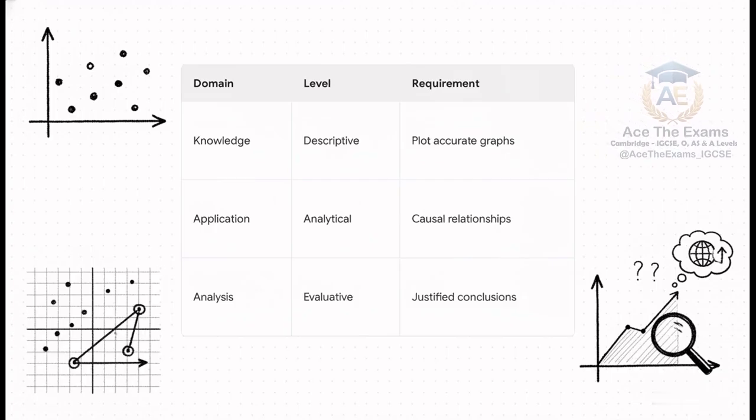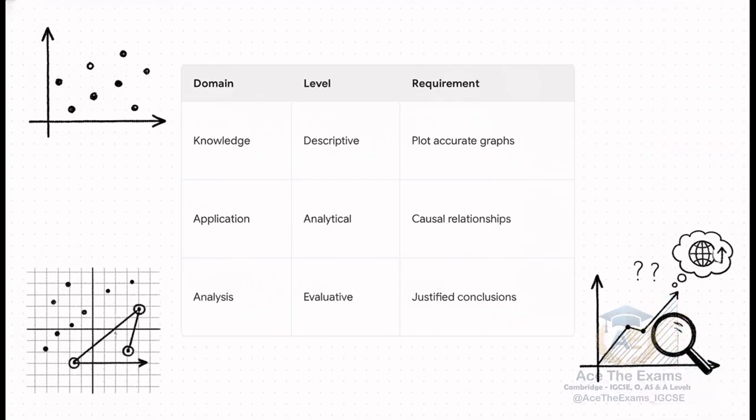Moving up to the analytical level, this is where you start establishing causal relationships. You've drawn your perfect line of best fit, you've deliberately selected two distant points on that line, not from the table, but from the line itself, and you are actively calculating the gradient to uncover the hidden relationship between the variables.